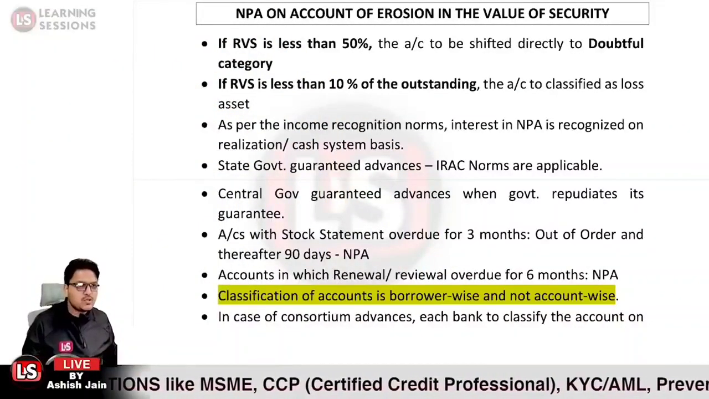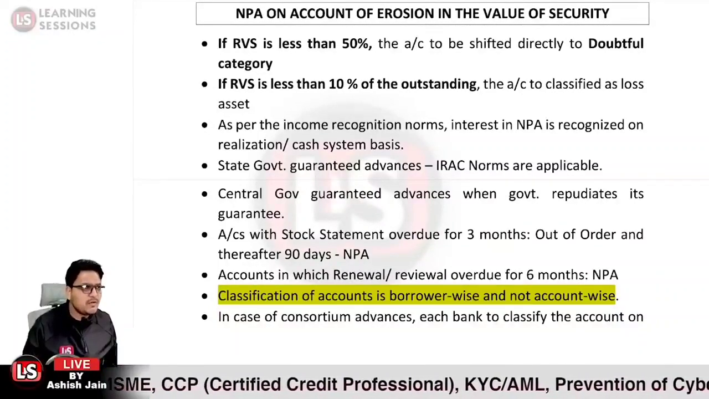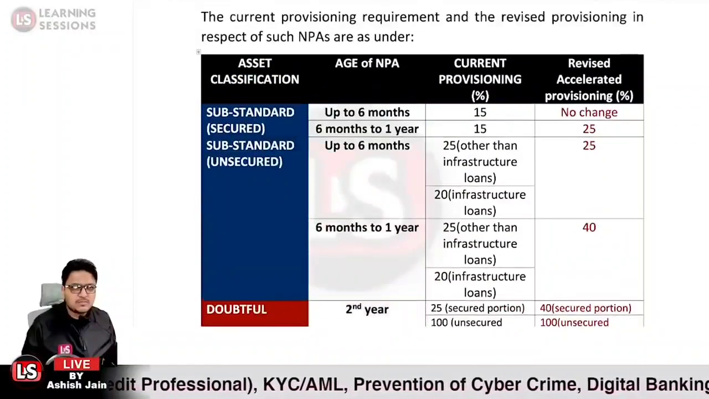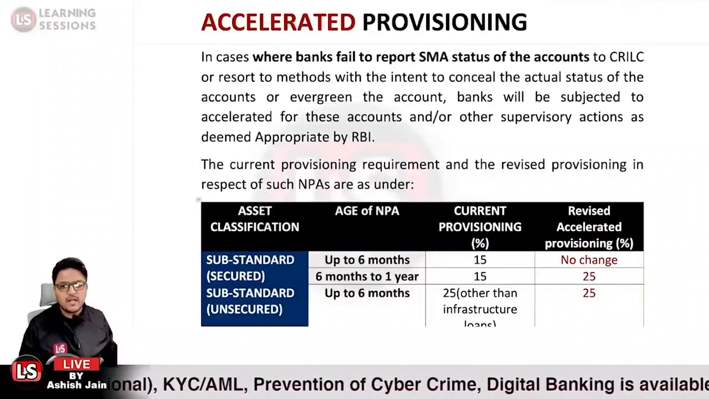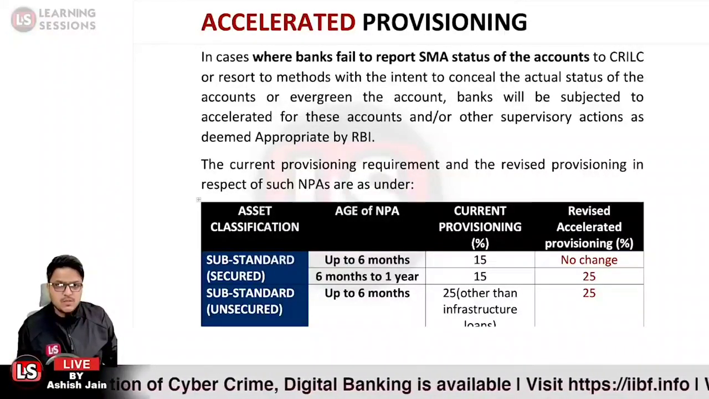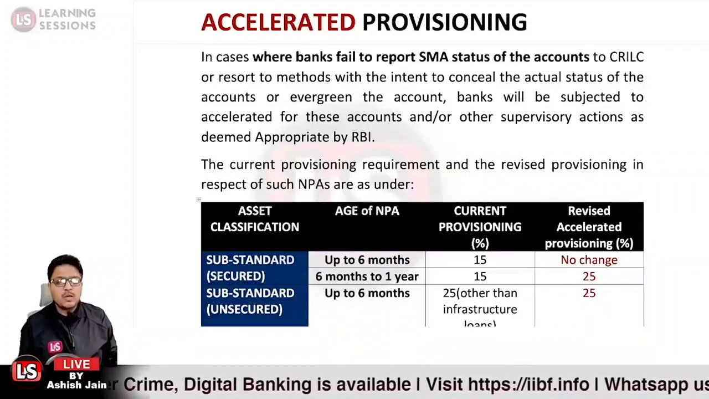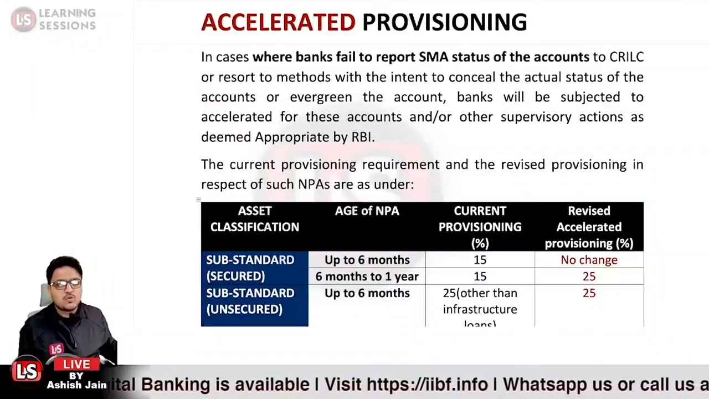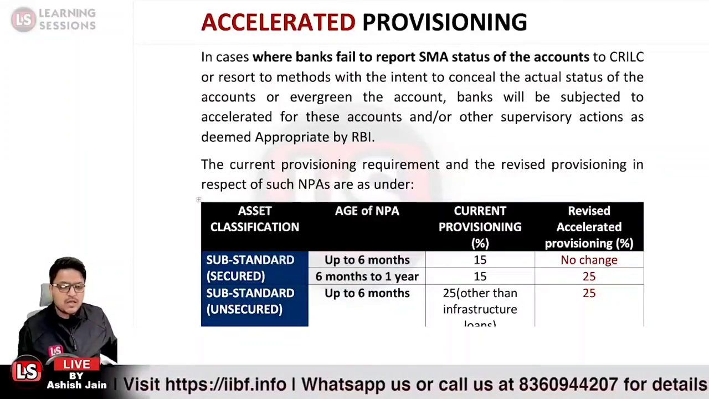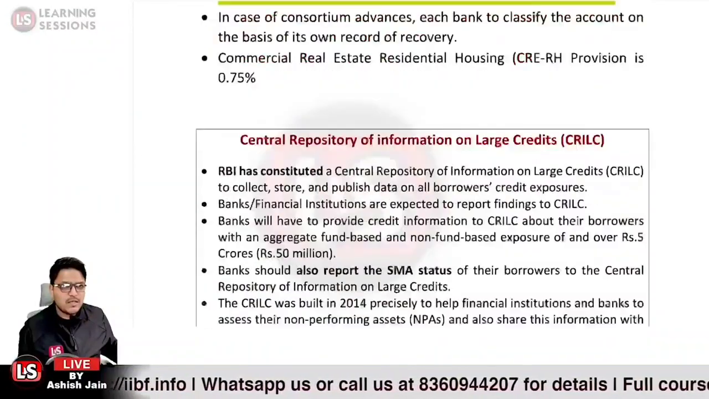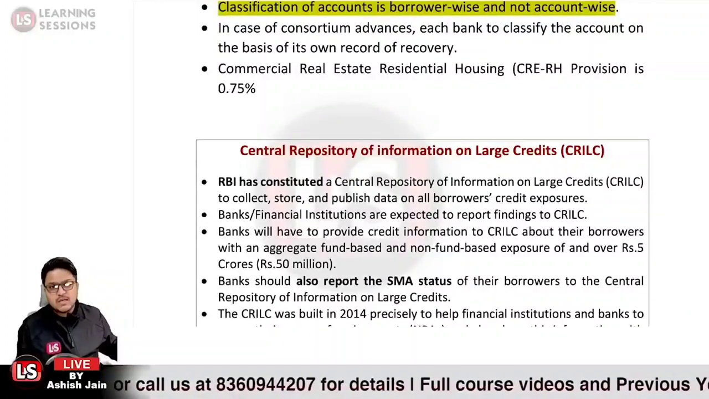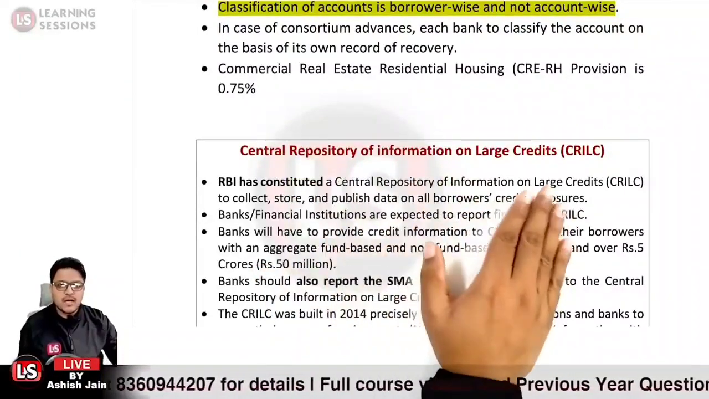Now let us have a look at the questions based upon it, but before that we will be covering accelerated provisioning. So in case banks fail to report the SMA status of the accounts to CRILIC, banks are to report the SMA status of the accounts to CRILIC. Now CRILIC is what? CRILIC is Central Repository of Information on Large Credits.